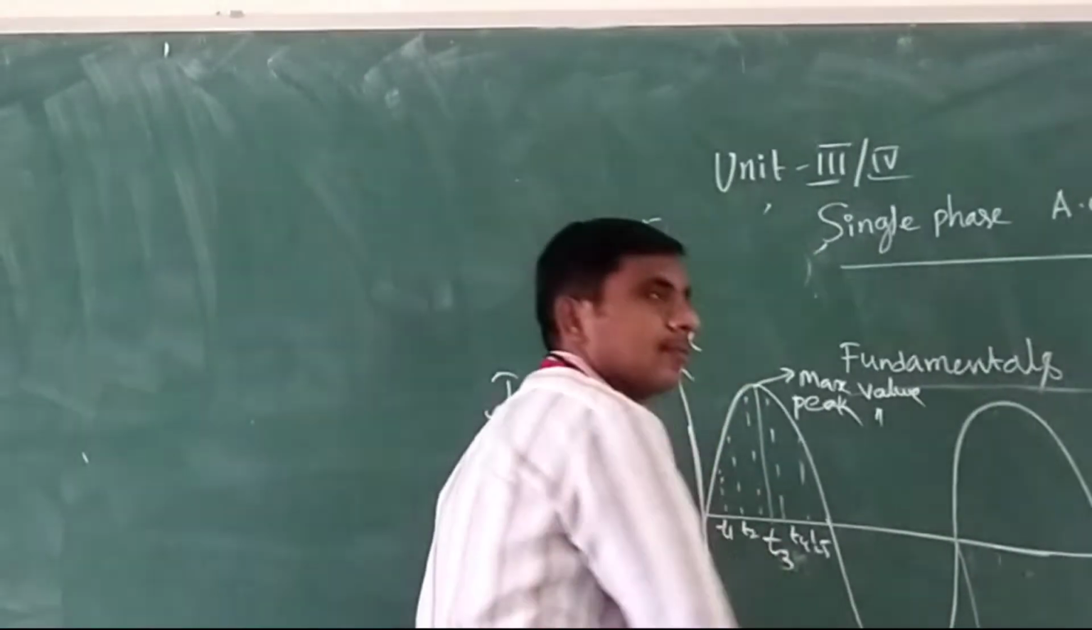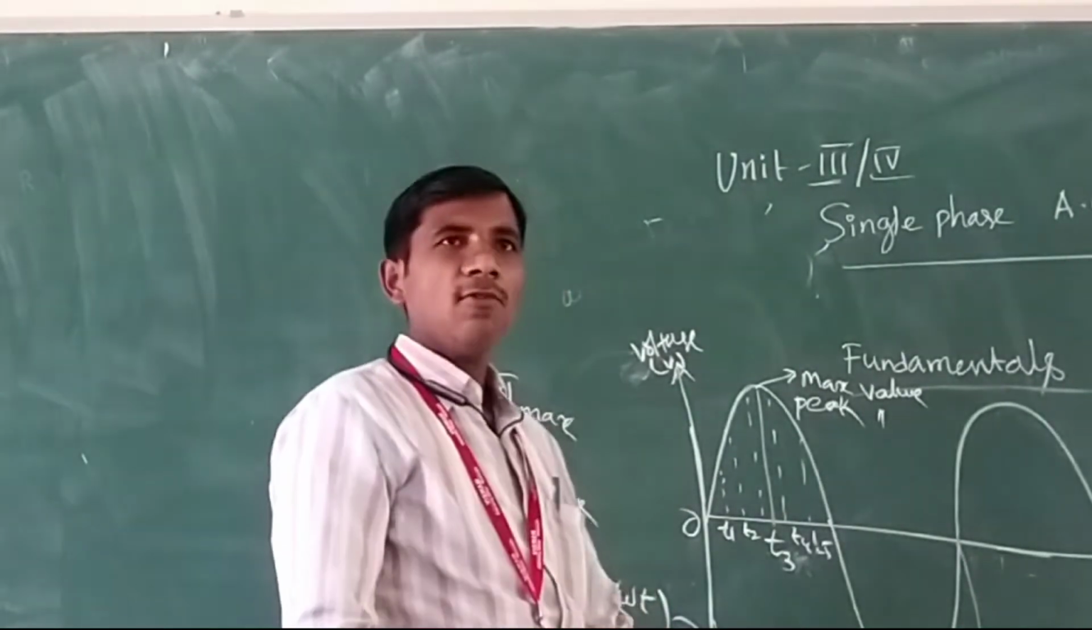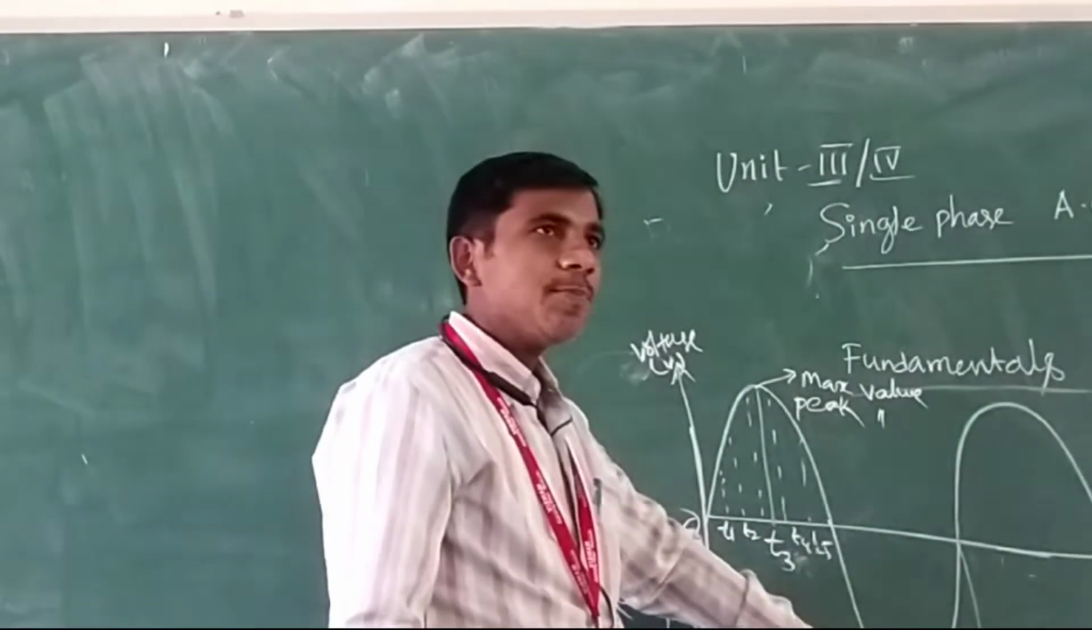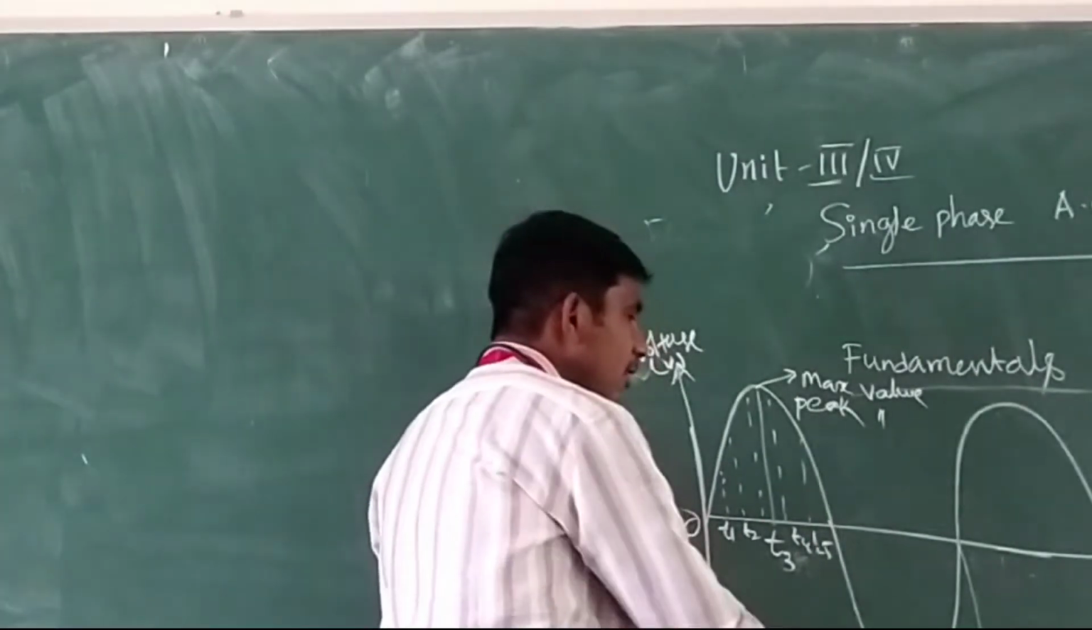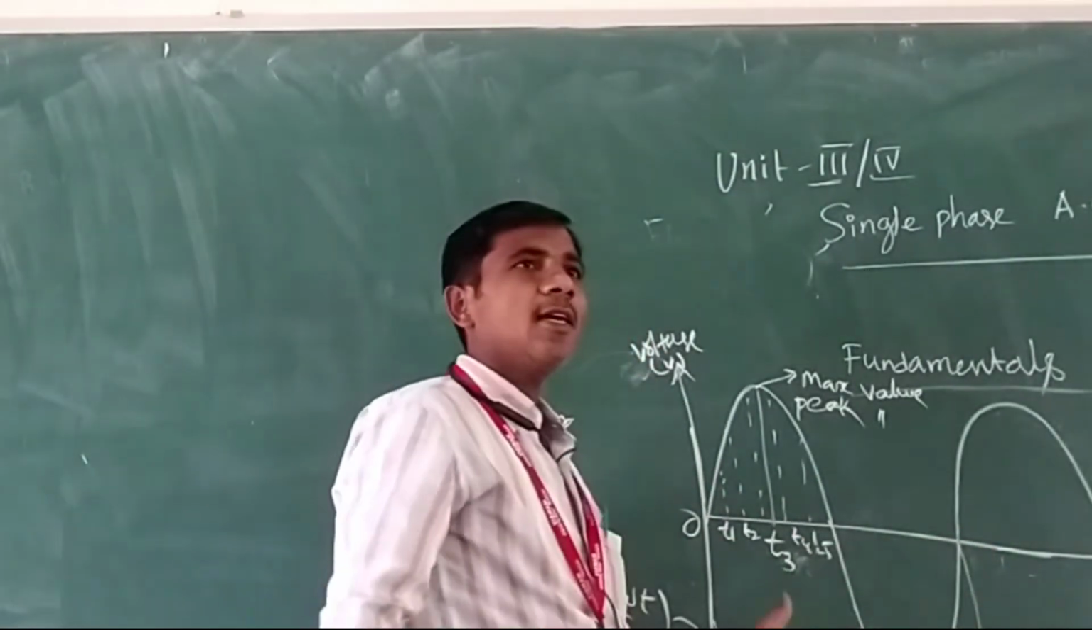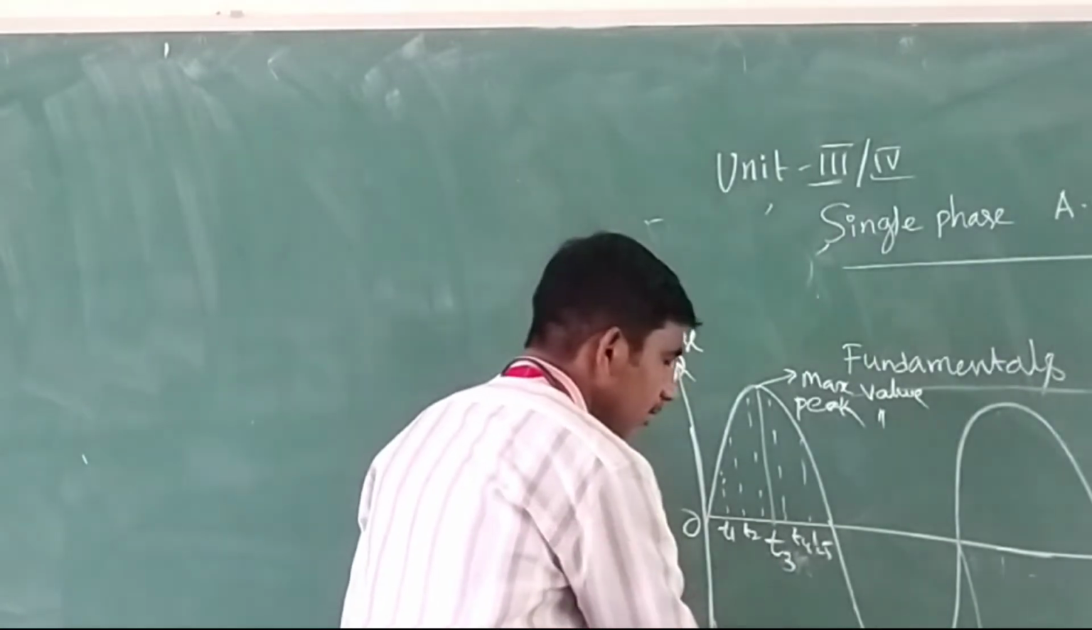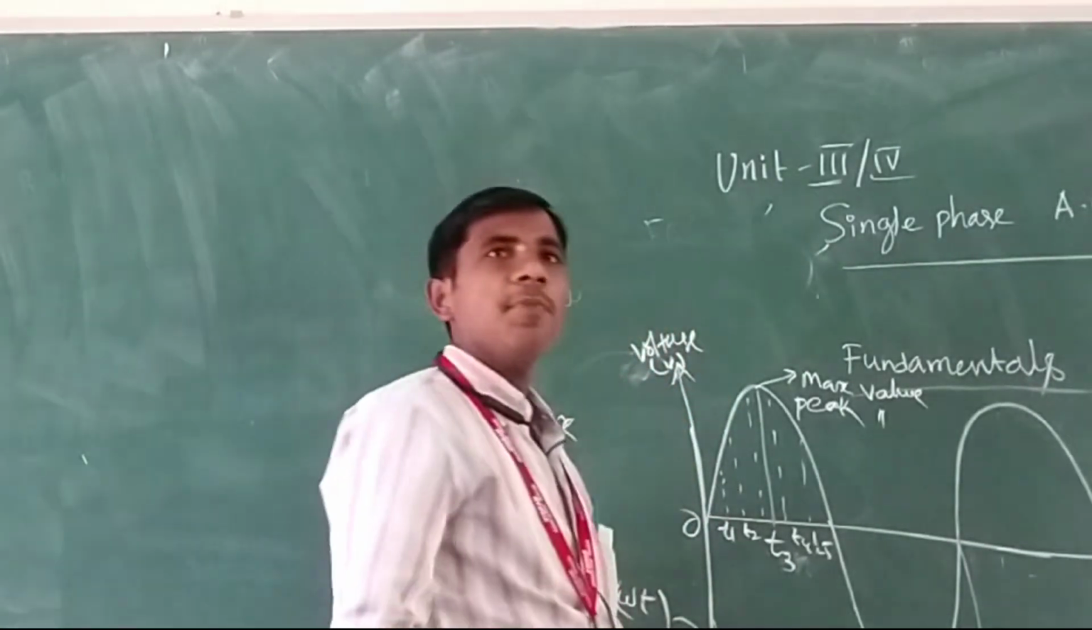It is called one cycle. One cycle means positive and negative, both are considered. For one cycle, what is the time taken? That is called the time period of the signal, T. T is called the time period.